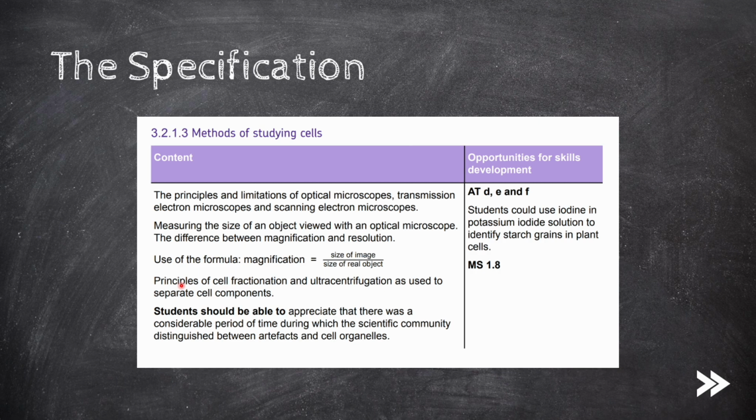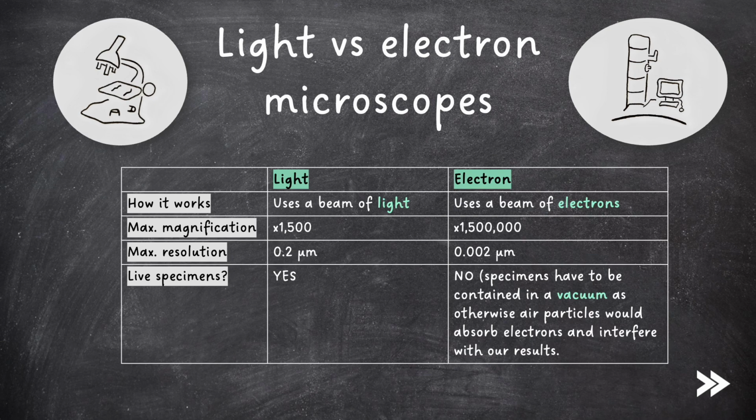And finally, we should know about the principles of cell fractionation and ultracentrifugation and how they are used to separate cell components. We should also be able to appreciate that there was a considerable period of time during which the scientific community distinguished between artifacts and cell organelles. So let's make a start.